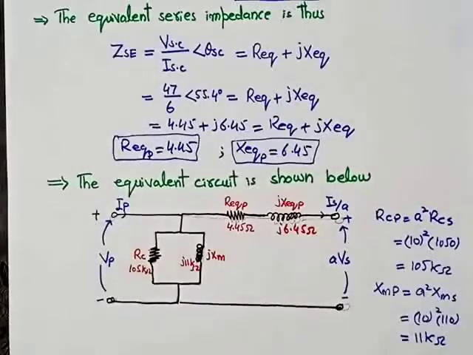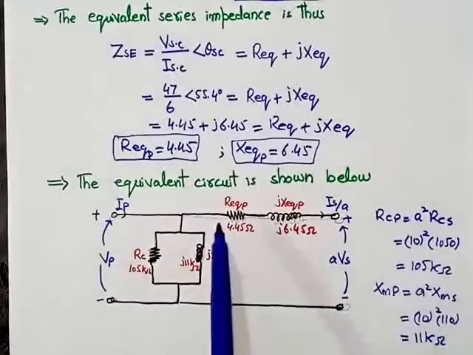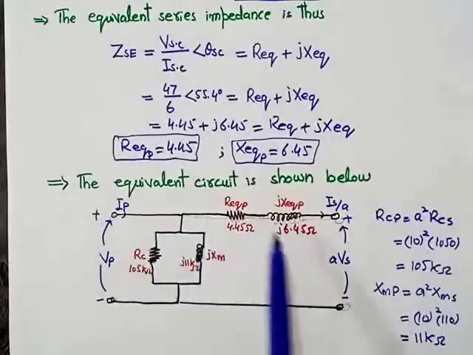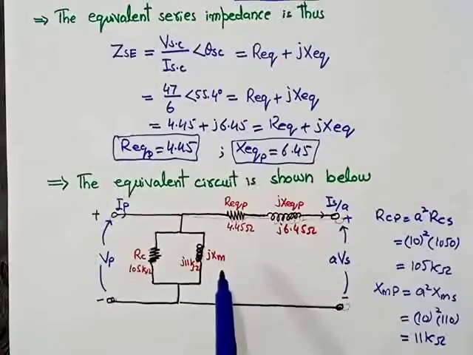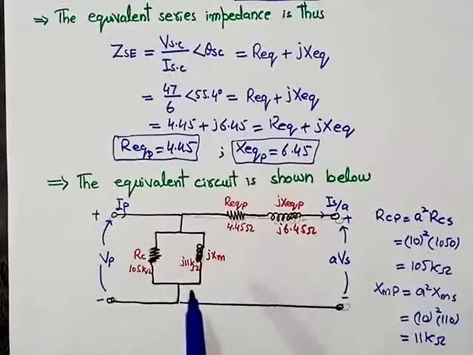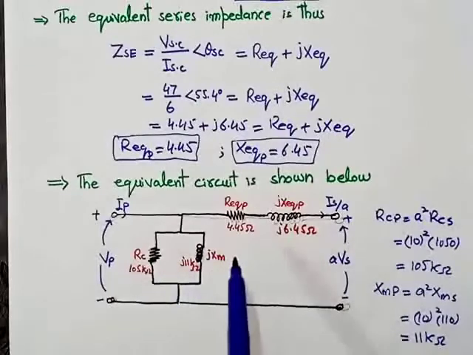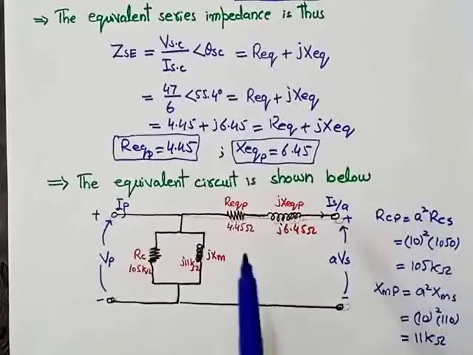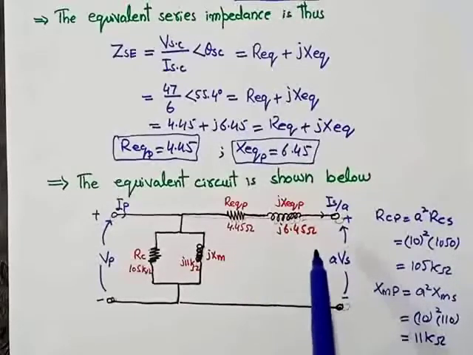this is the value of magnetizing reactance referred to the primary side. Putting the values of RC, XM, R equivalent and X equivalent in this equivalent circuit, this is the high voltage side equivalent circuit. The value of RC is 105 kilo ohm. The value of magnetizing reactance is 11 kilo ohm. The value of equivalent resistance is 4.45 ohm and the value of equivalent reactance is 6.45 ohm.